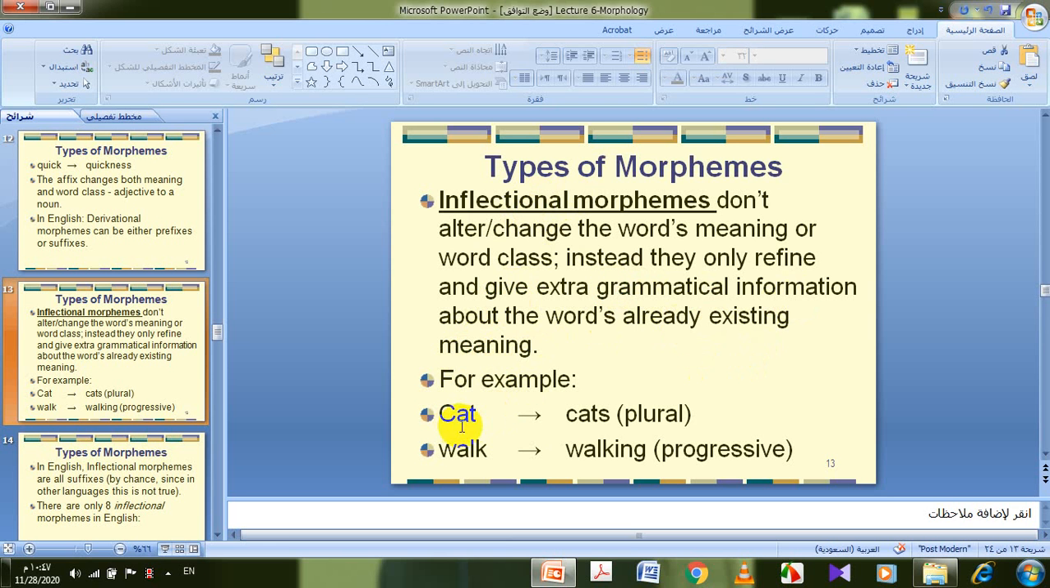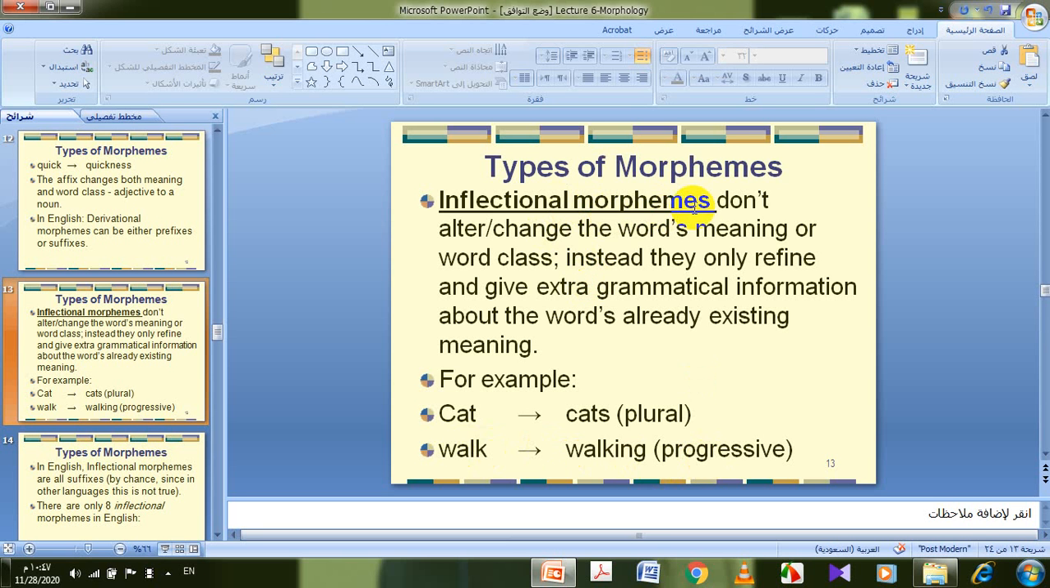For example, cat, cats, plural. Cat, cats, plural. Walk, walking. Like this is not walking as a noun. No, it is walking as a verb, progressive. Because walking as a noun is something else, derivational, not inflectional. But this is walk, is walking, progressive.